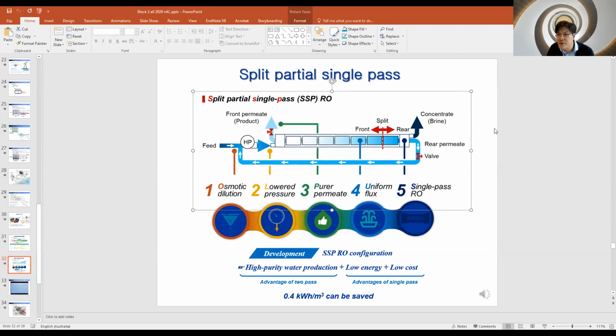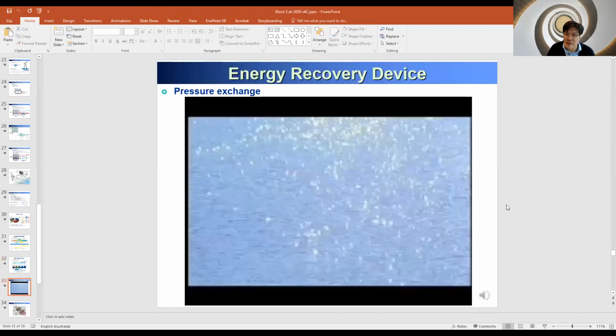Also, you reduce your second pass, so you don't need the second pass capital cost, so you can reduce both energy and capital, and reduce the overall energy by 0.4 kilowatt hour per cubic meter. So that's a very advanced technology. So we just say split partial single pass.